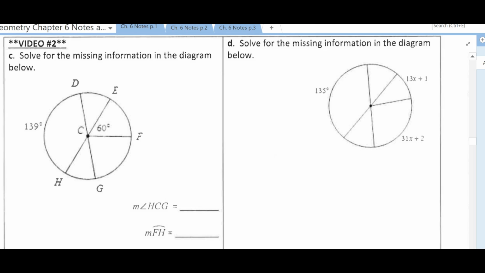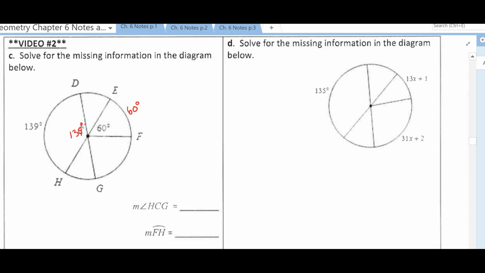And when I'm working on a problem like this, normally what I like to do is just go ahead and mark everything that I know. So I've got a central angle here that's 60, so I know that this arc is also going to be 60. And I know that this arc is 139, so this central angle is going to be 139.